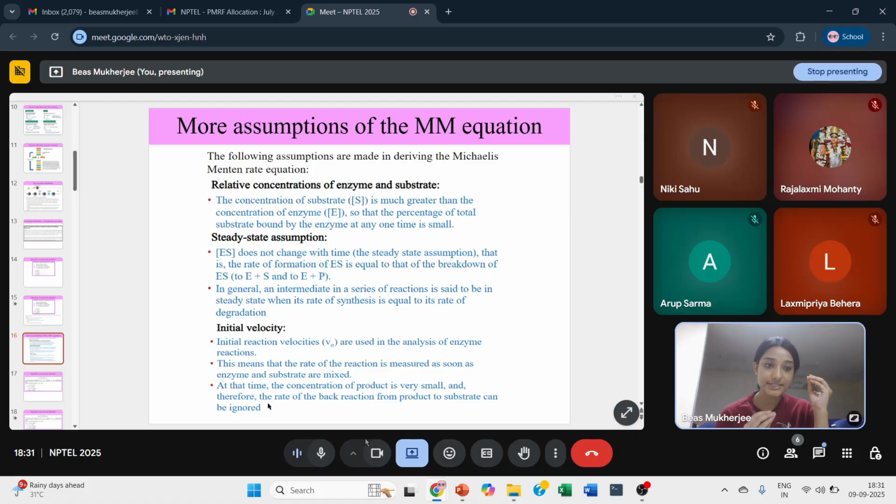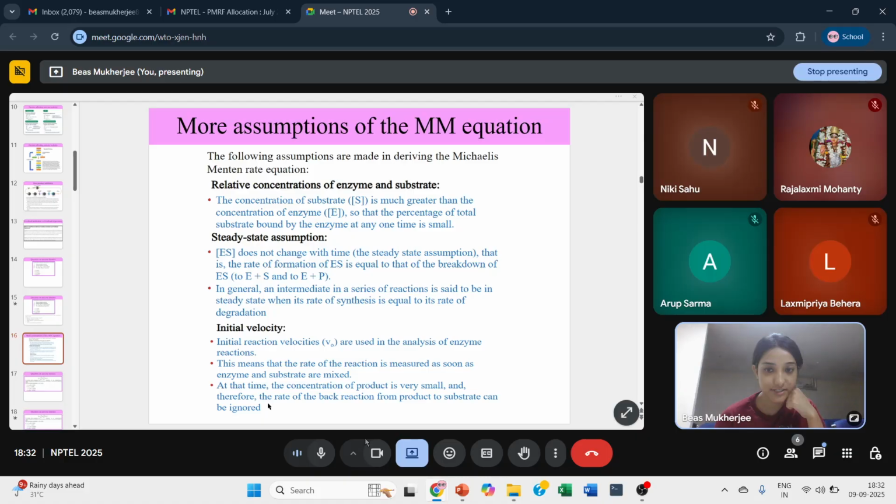Then there is the steady state assumption, which is very important. ES, the concentration of enzyme-substrate complex, does not change with time. That is your steady state assumption: the rate of formation of ES is equal to the rate of breakdown of ES into E plus S and E plus P. In general, an intermediate in a series of reactions is said to be at steady state when its rate of synthesis is equal to its rate of degradation.